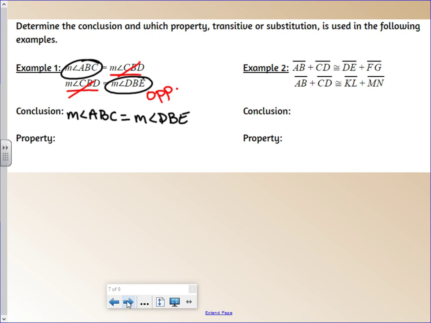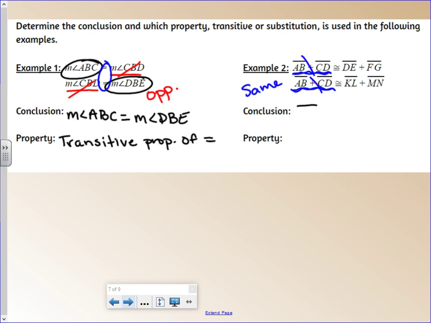And when you did example 2, you should have seen that my equal expressions are on the same side. So again, those go away. And I'm left with segment DE plus segment FG is congruent to segment KL plus segment MN. But because it's on the same side, my property is substitution property. And this time I have congruent symbols, so it's substitution property of congruency.